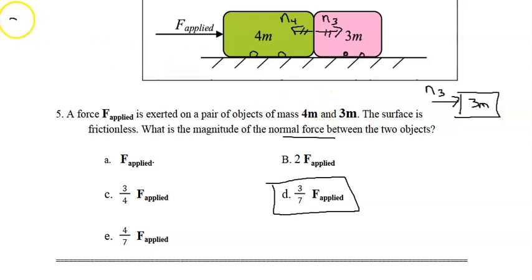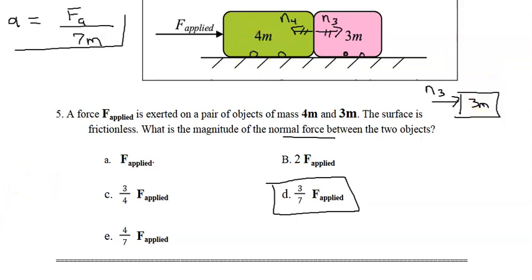So the first thing you do is find the acceleration of the system, and that is just the force applied, because that's the only outside force parallel to the motion. I'm not drawing the weight and the normal, over 7m of inertia. Okay, that is the acceleration of the system. To find the internal normal, we could look at the 4m, and we would say F_A minus N_4 equals 4ma, and you would get the same thing.